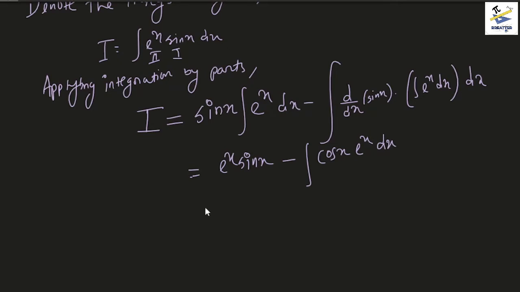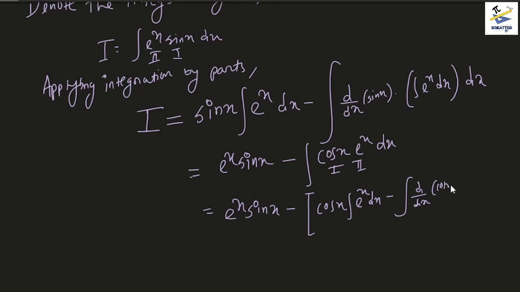Now this is another integral, so again we apply the same integration by parts technique with cos x as the first function and e to the power x as the second function. Notice how we have to do integration by parts twice here, and we are doing it, as you will see why. It becomes cos x into the integration of e to the power x dx minus the integration of d/dx of cos x, and as you know, the integration of e to the power x dx is just e to the power x. I'll just write e to the power x dx here.